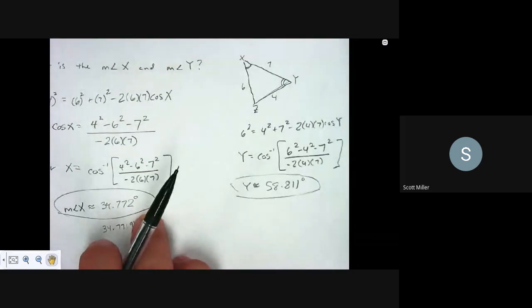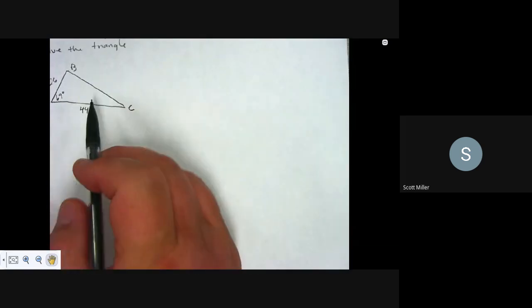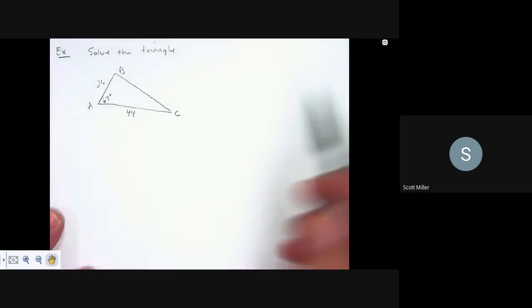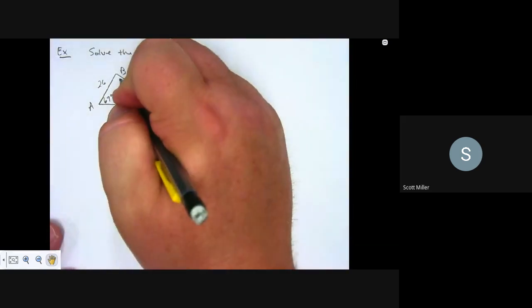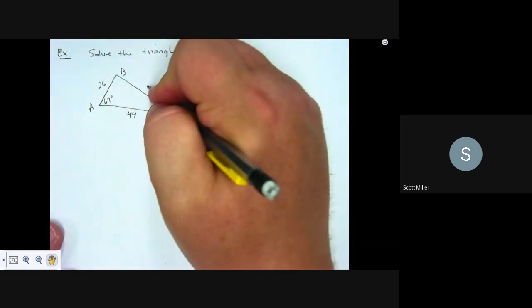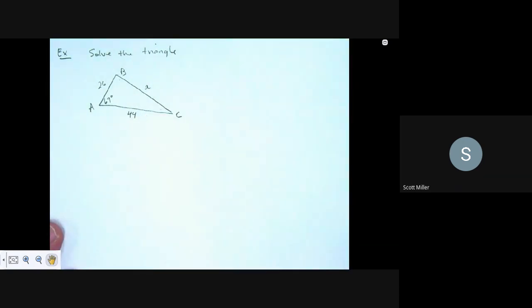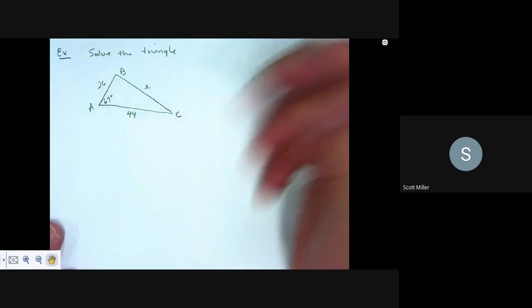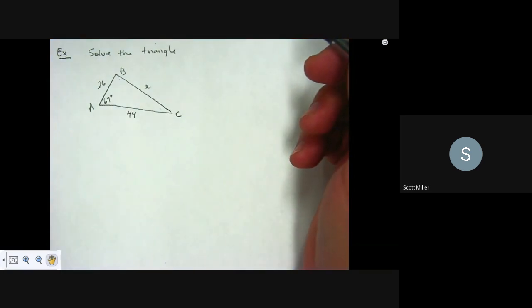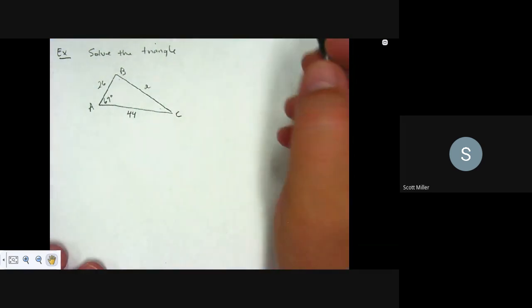Let's continue on with some other ones. Here's a problem back here where we're solving the triangle. So again, remember, solving the triangle means we need to find all the other missing pieces. That means we've got to find angle B, angle C, and side A. And from this, we can see clearly that I do not have a complete ratio, so I need to start off with the law of cosines.